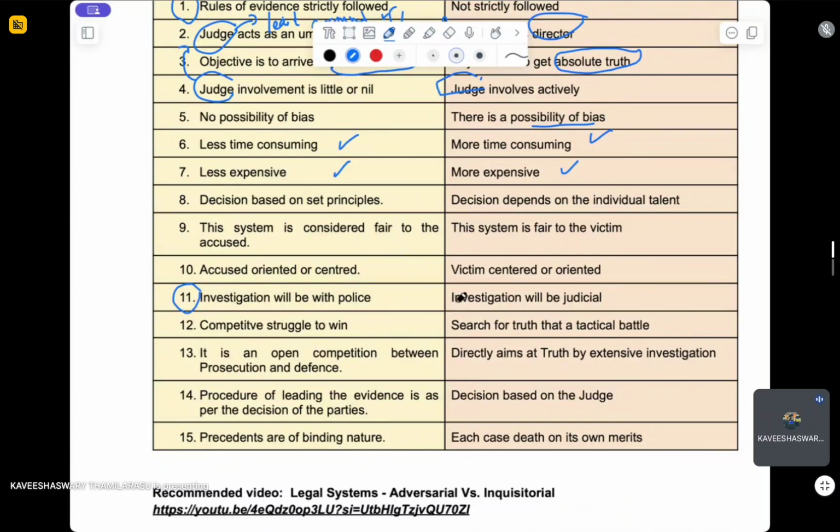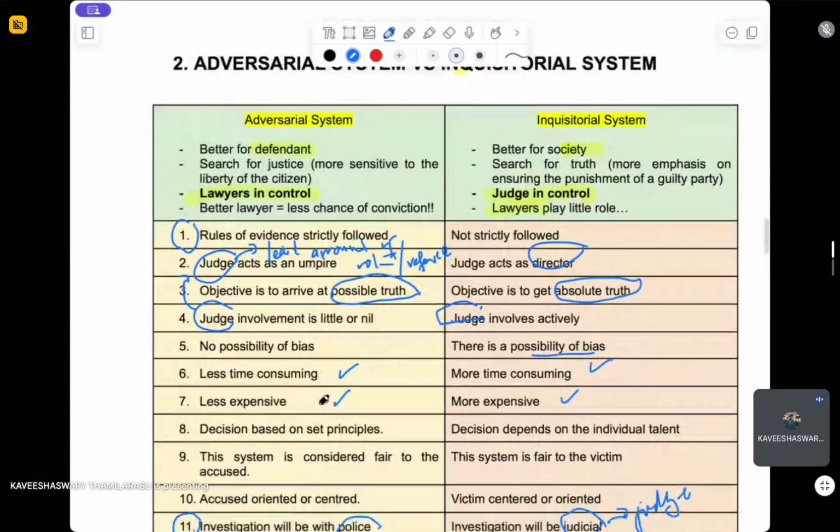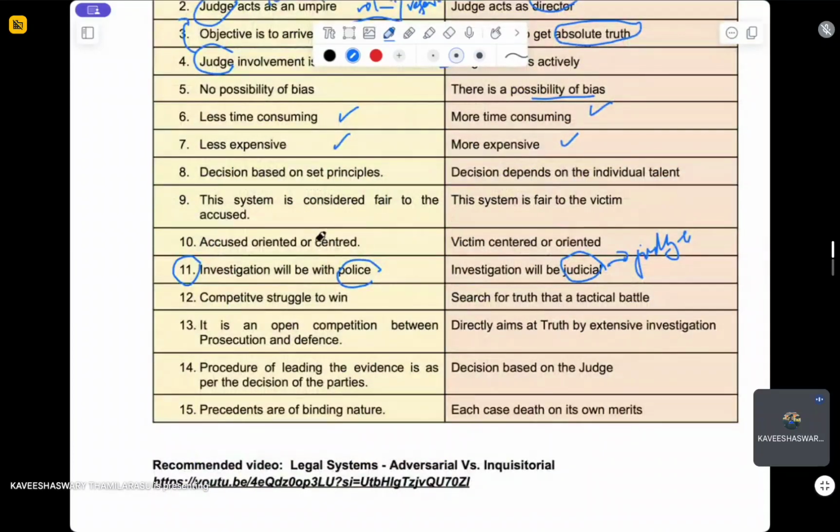Investigation will be with the police, versus investigation will be judicial. Judicial basically refers to the judge. Because when it comes to a criminal case, you know that the person who has to start the case is the police, not the victim or even the person being accused. The person who starts the case is the police itself. That's why they're saying that in the adversarial system, the investigation will be with the police.